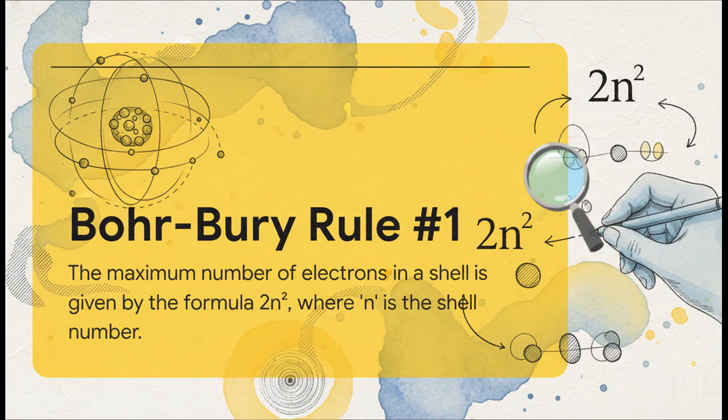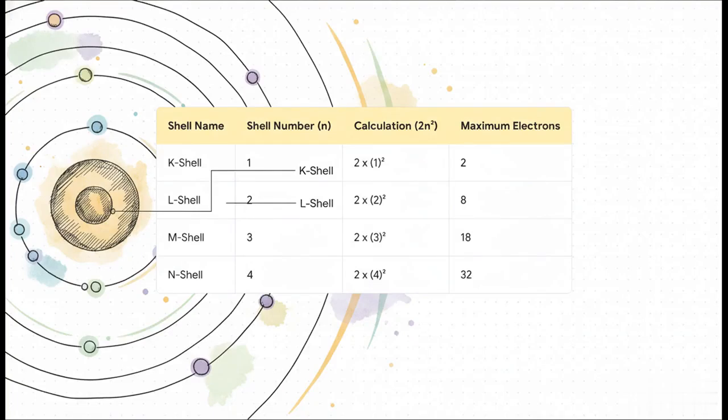The first part of it is a formula, 2n squared. This formula is super important, especially for exams. It tells you the maximum number of electrons that can fit into any given shell. In the formula, n just stands for the shell's number. Let's walk through this table. For the very first shell, the K shell, n is 1. So 2 times 1 squared, that's 2. This means the K shell can only hold a maximum of 2 electrons.